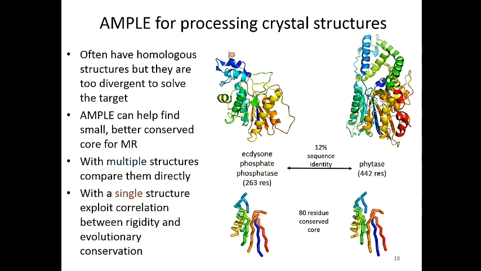Well, if you have multiple structures, you superimpose them. I'll show you that. And it turns out that making an ensemble from a single structure and truncating back the variable parts, which are the flexible parts, which are the evolutionarily less conserved parts, is the best way to exploit a single structure, or a good way to exploit a single structure.